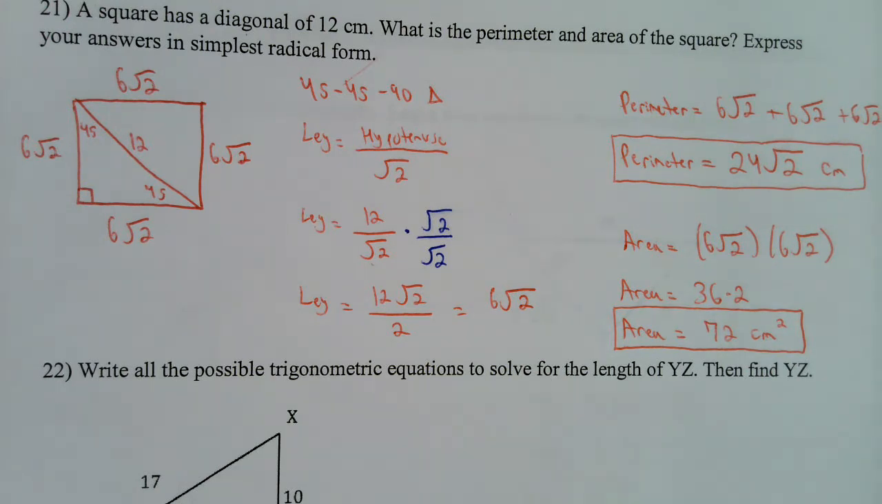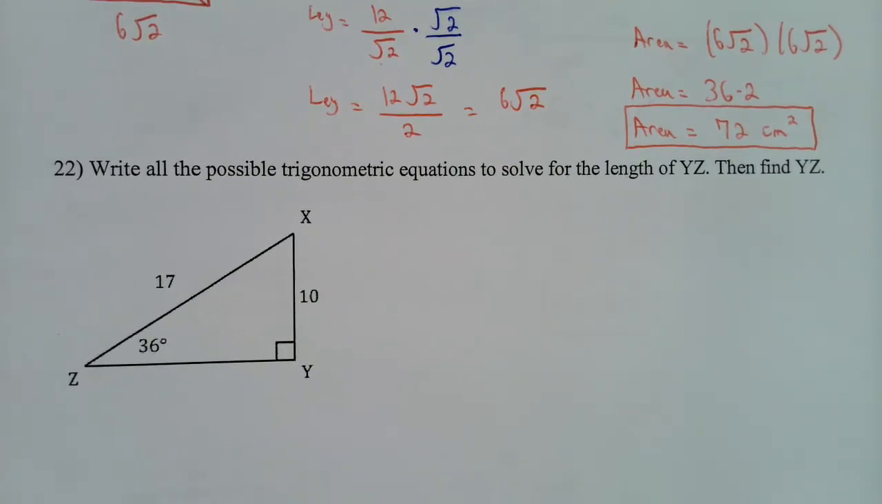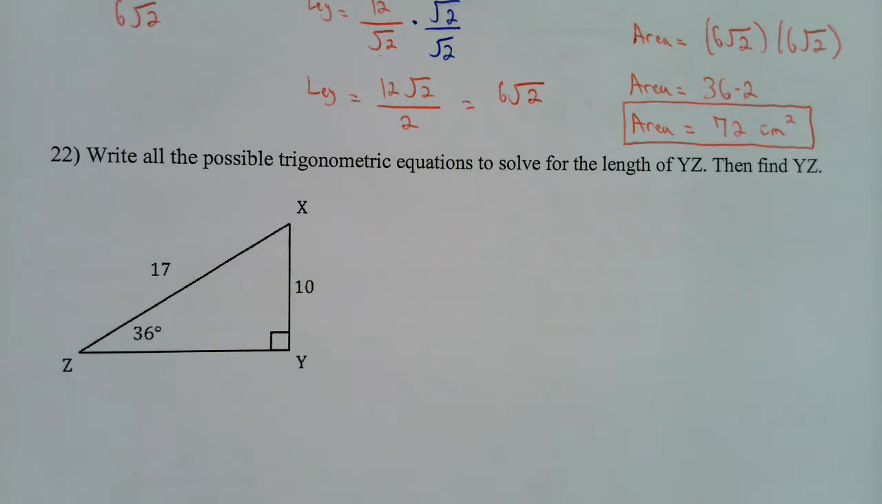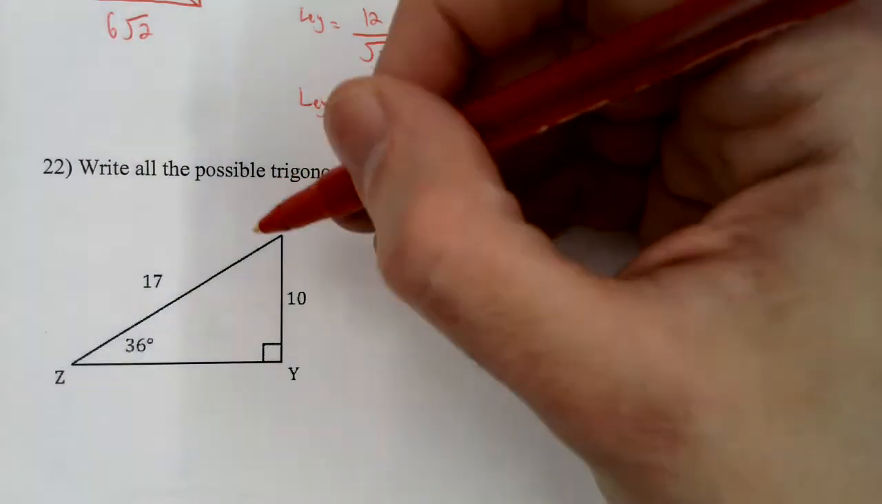Okay, 2 more problems. Write all the possible trigonometric equations to solve for the length of yz, and then actually solve for the length of yz. Now this is a trick question. There's actually 4 possibilities to solve for yz, okay? Because you know this is 90, and you know that's 36.